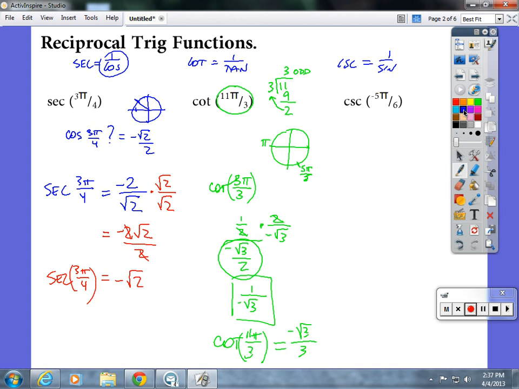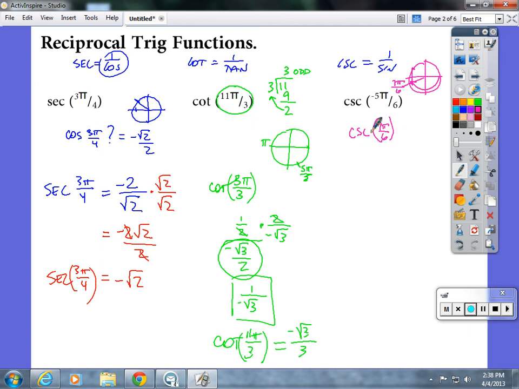Last, we have the cosecant of negative 5 pi over 6. Now we're talking about a negative angle. So unit circle, negative angle, we're going backwards, 5 pi over 6. So that puts us at 7 pi over 6. You could also go to 5 pi over 6 and flip it over the x-axis. So we're thinking about the cosecant here of 7 pi over 6.